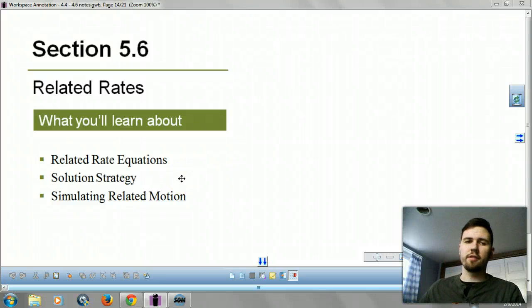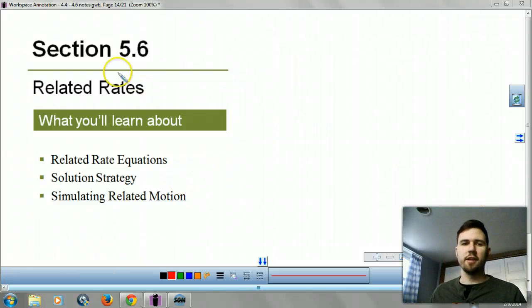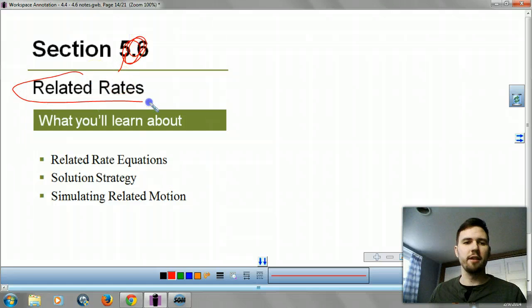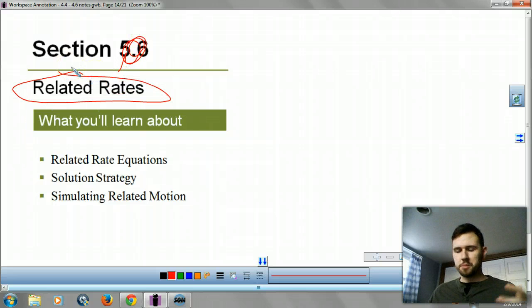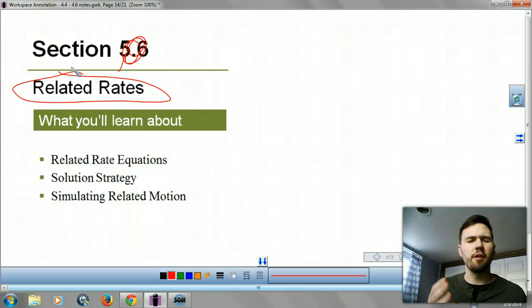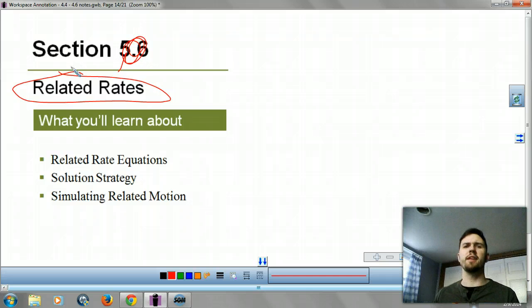Hey guys, this is the last section of chapter 4, finally, related rates. Related rates are one of the hardest things to do in calculus for many people, but it's actually one of the most useful. I'm going to give you step by step how to do these problems. We're going to do a bunch of these problems, and then we're going to do a bunch in class. We're going to spend a lot of time on this.